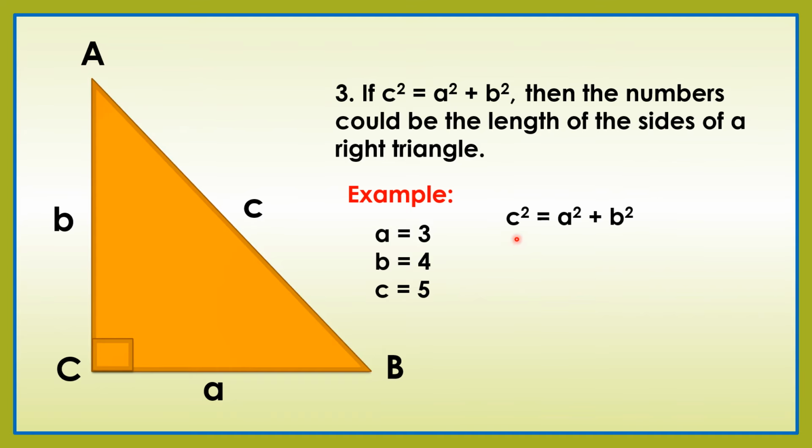Let us use yung condition na c squared is equal to a squared plus b squared. By substitution, we will have now 5 squared is equal to 3 squared plus 4 squared. Simplify natin sila lahat. We will have 25 is equal to 9 plus 16. 9 plus 16 is 25. Therefore, 25 is equal to 25. So, yung numbers na 3, 4, and 5 ay sides ng right triangle.